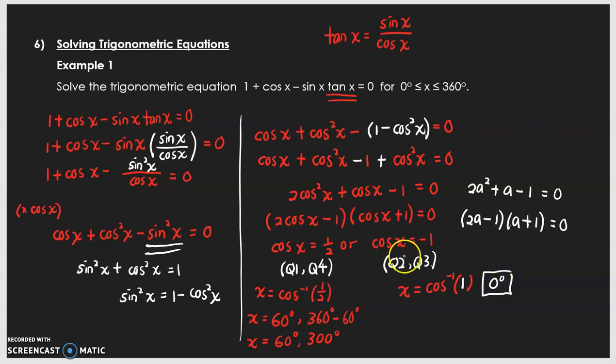But what we need here is the answer in quadrant 2 and quadrant 3. So for quadrant number 2, we are using 180 minus 0 degree. Whereas quadrant number 3, 180 plus 0 degree. So here is 180. So this will be our answer. So here also 180. So I just write 180. So here is the answer for example 1.